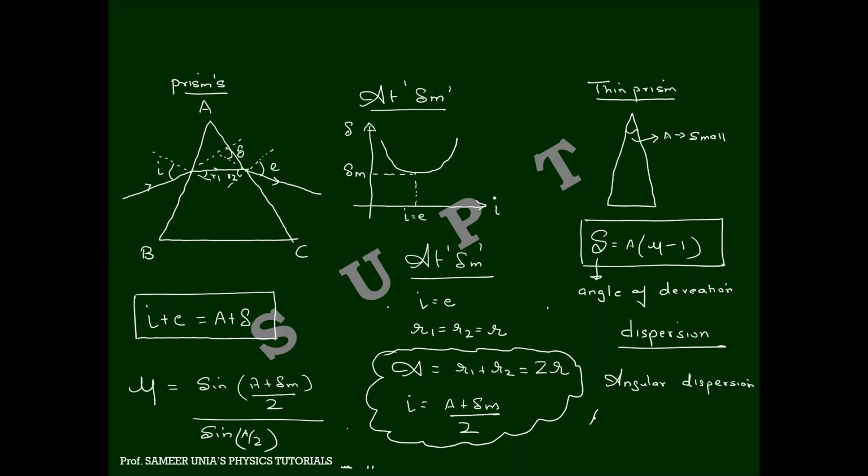Is AD, that is deviation of violet minus deviation of red, because violet deviates the most. So delta is A(mu minus 1), so when we substitute, you will get A(mu V minus mu R). This is called angular dispersion, which is asked in the examination.